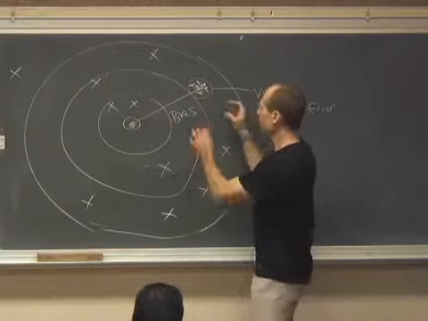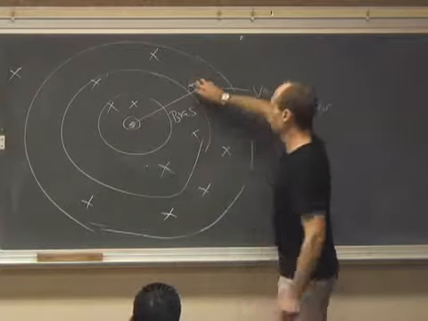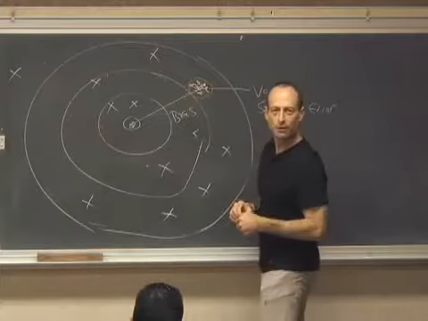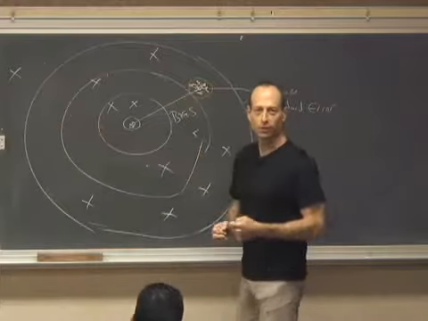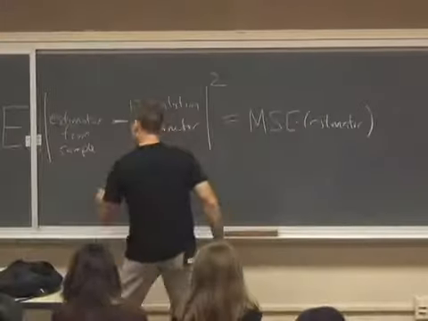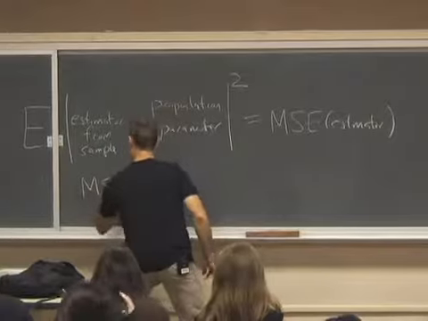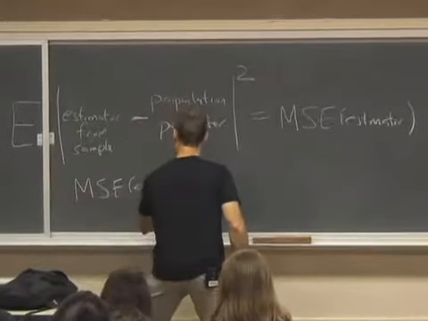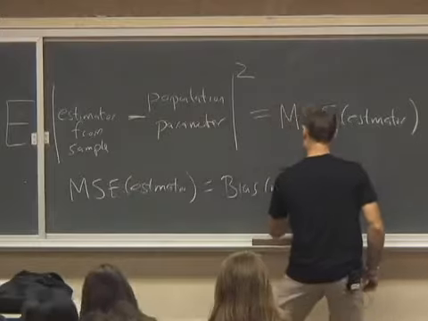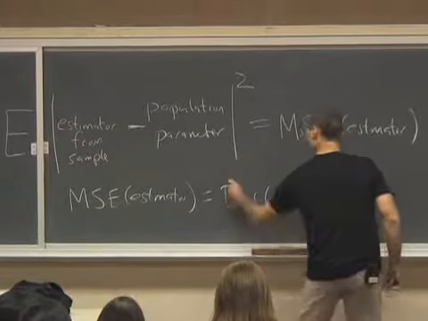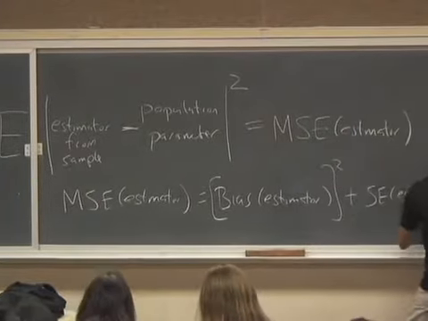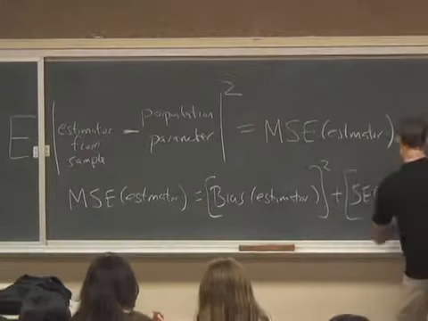So in this example, you have low standard error, big bias. In this example, you've got low bias, big standard error. And they both correspond to large mean squared error. So in fact, you can write the mean squared error of an estimator is equal to the bias of the estimator squared plus the standard error of the estimator squared.